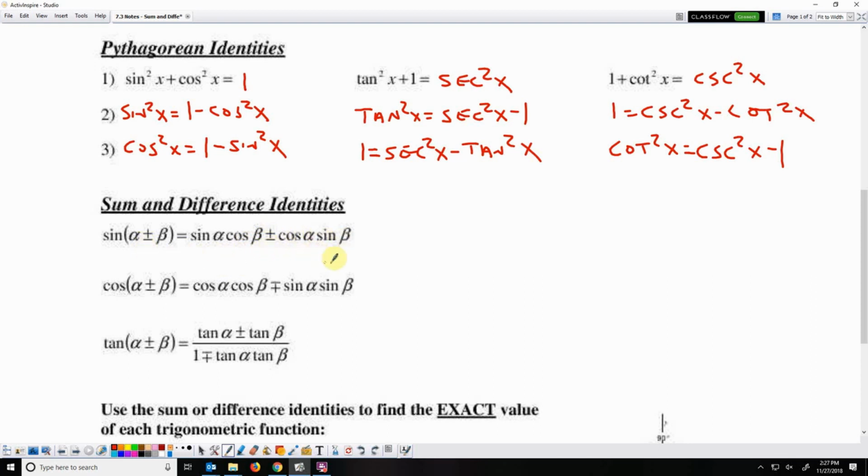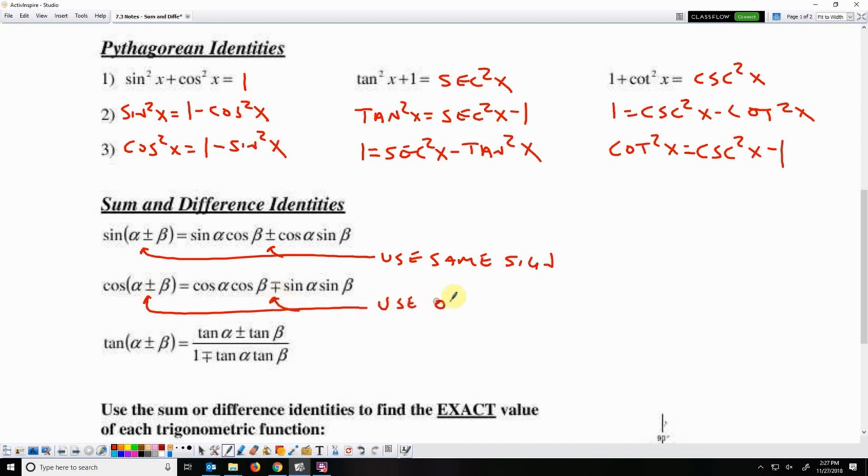Now notice there's a plus or minus there and there. Whatever sign I use here, I use here. So use the same sign. But notice here, with cosine, there's a plus or minus, but here it's minus or plus. That means use the opposite sign. And in tangent, there's a plus or minus, use the same sign, and a minus or plus, use the opposite sign.